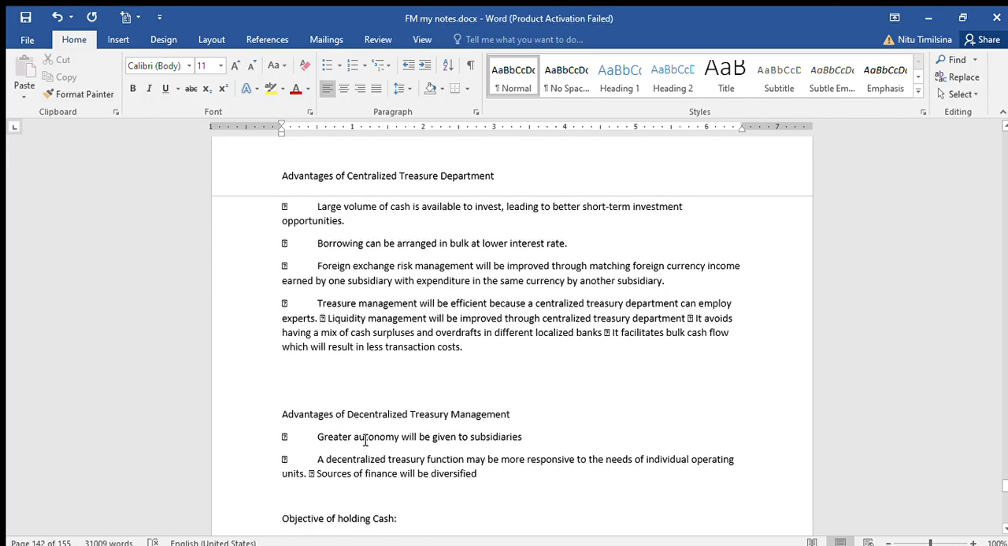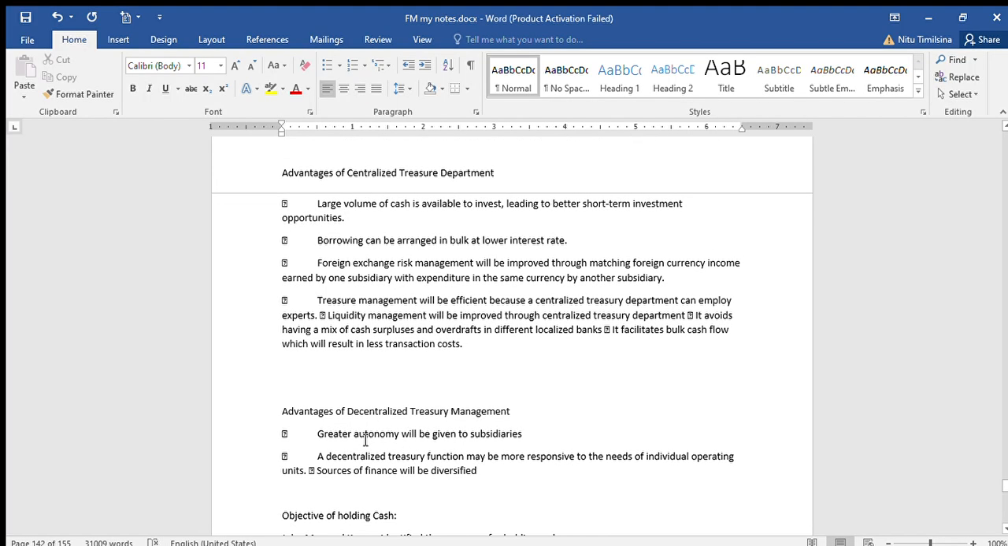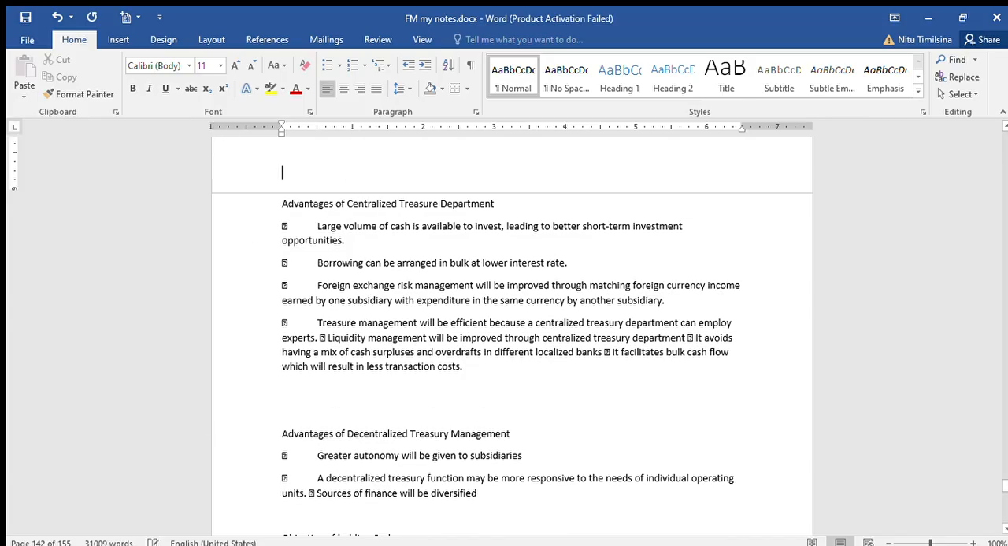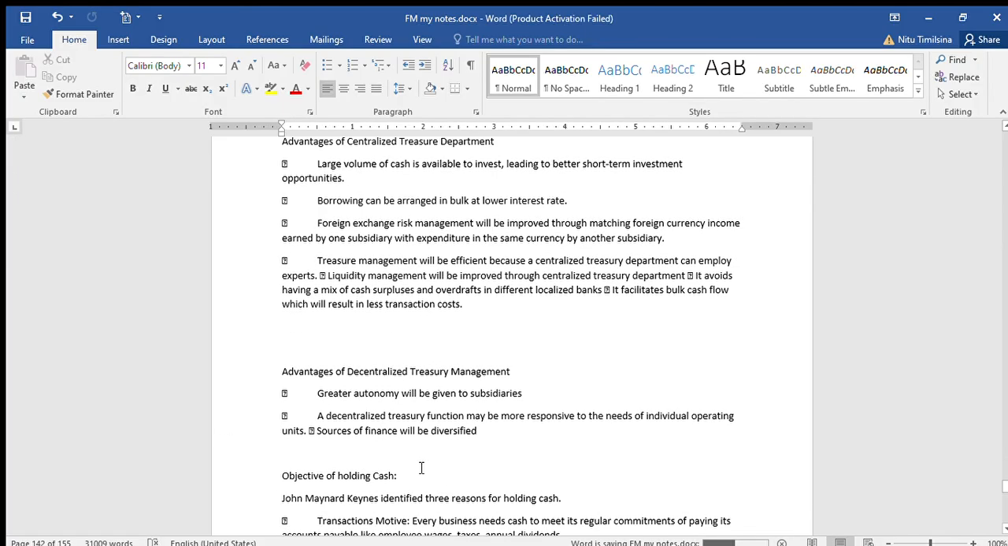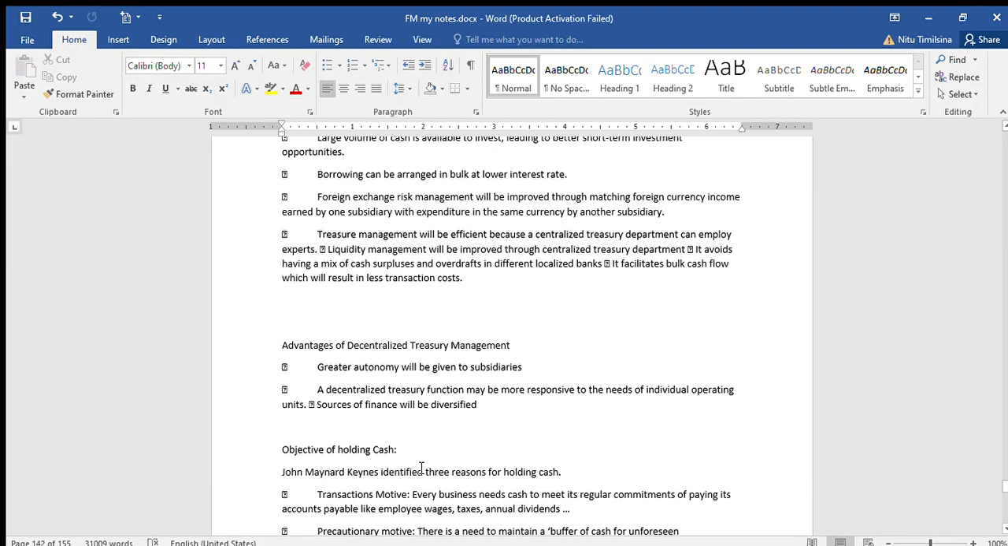Advantages of a centralized treasury department: a large volume of cash is available to invest, leading to better short-term investment opportunities. Borrowing can be arranged in bulk at a lower interest rate. Foreign exchange risk will be improved through matching foreign currency income earned by one subsidiary with expenditure in the same currency by another subsidiary. Treasury management will be efficient because the centralized treasury department can employ experts.